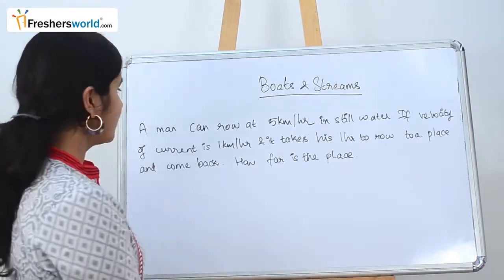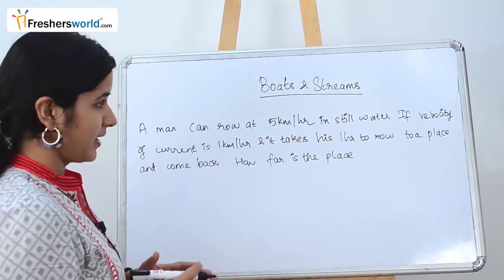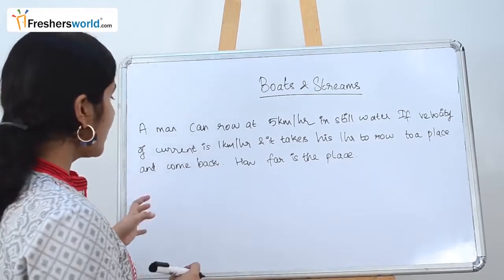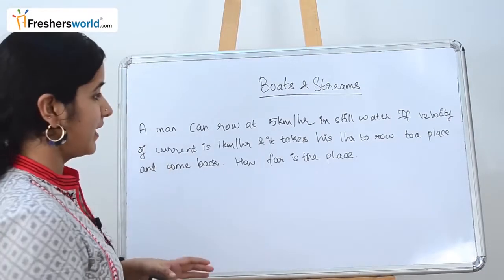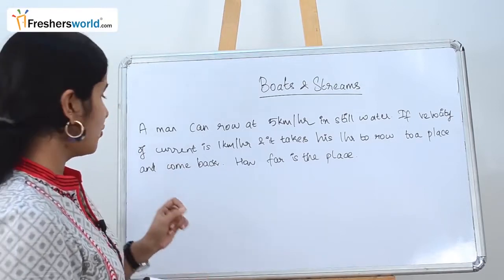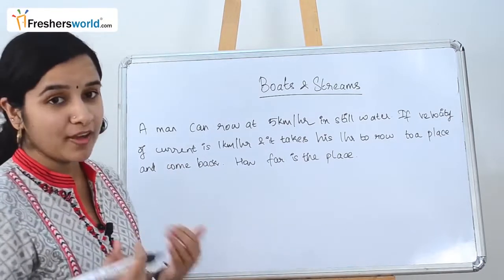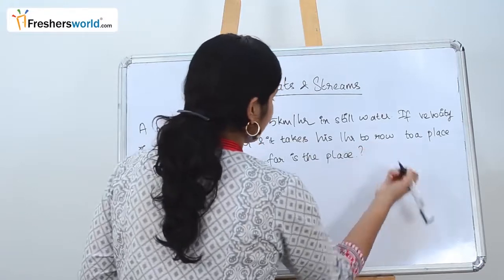The next question is, a man can row at 5 kilometers per hour in still water. If the velocity of the current is 1 kilometer per hour and it takes him 1 hour to row to a place and come back, how far is the place? So they're basically asking for the distance.